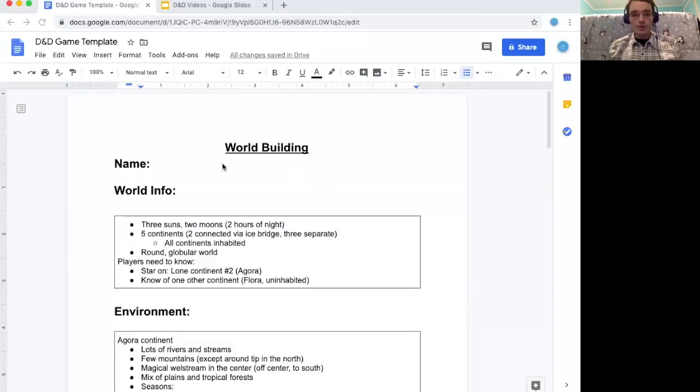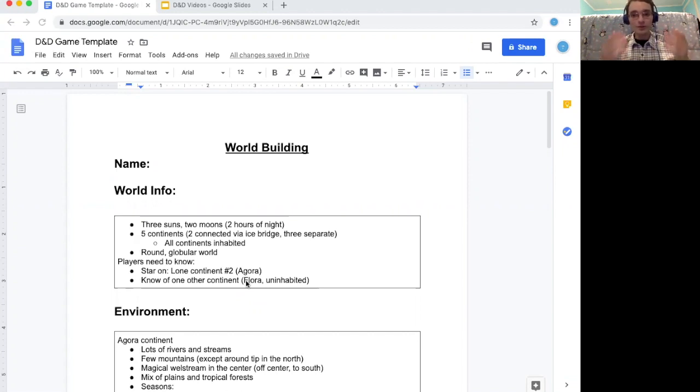So without further ado, we're going to go over to the already completed world building part of my building sheet. This is where I'm going to put everything together. It's a graphical organizer that I'm going to be using for this to get all my thoughts organized.